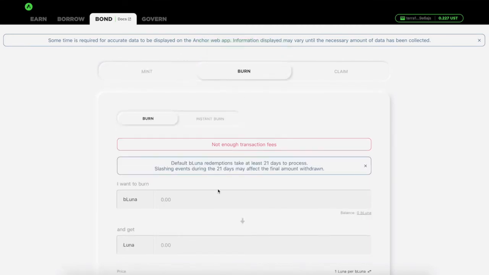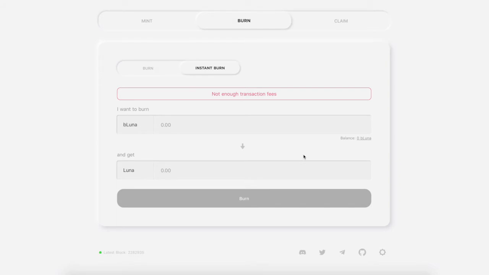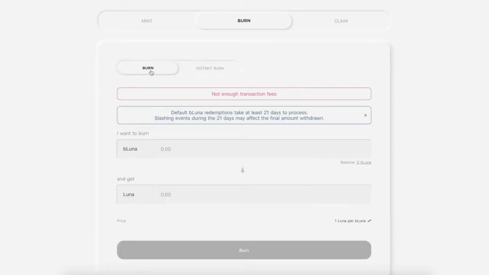And you can also burn it and always get your Luna back. There is a 21-day period, so do keep that in mind. But if you want to get your Luna back quickly, they only charge like a 5% fee. So if you burn 1 bLuna, you're only going to get 0.95 back. But if you're willing to wait the 21 days, go for it. You can get your Luna back. And this is also another way.